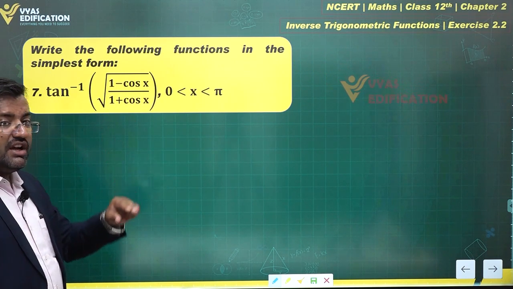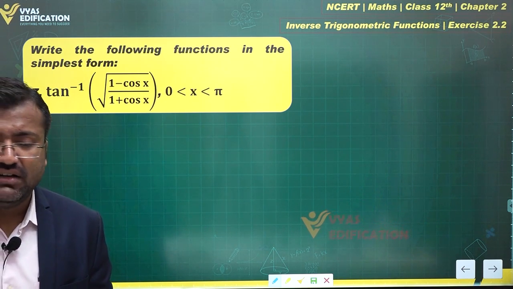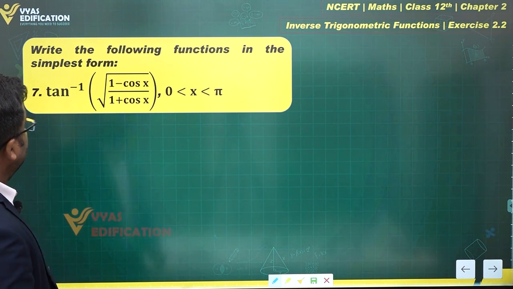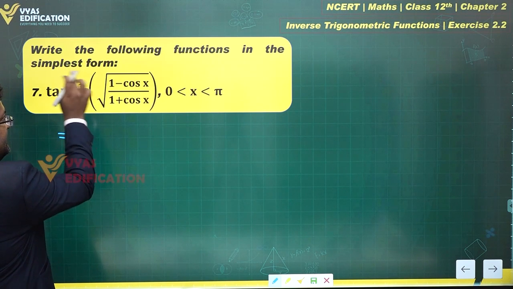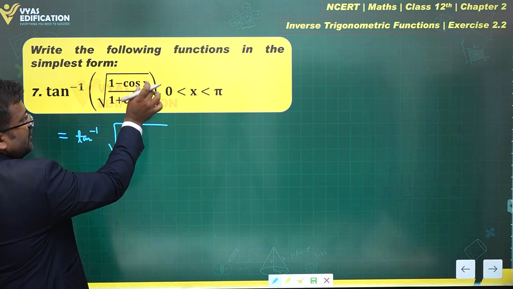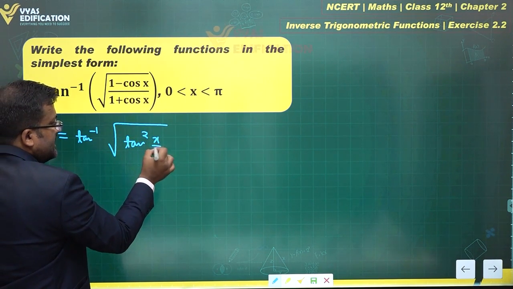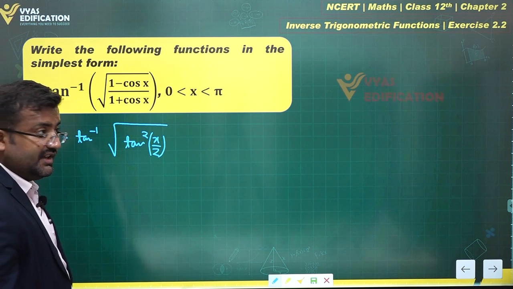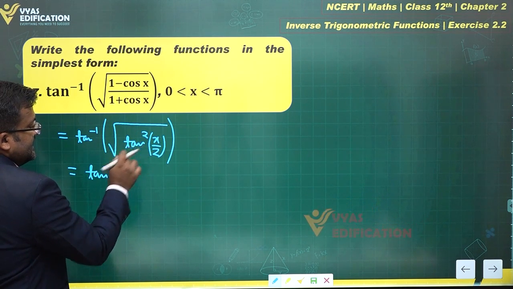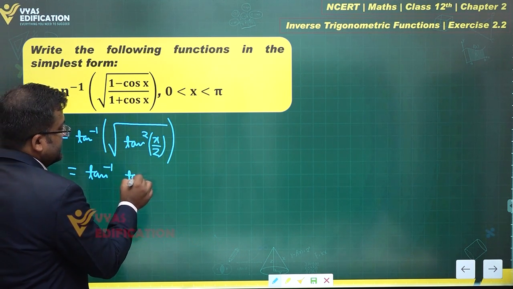This ratio can be converted in terms of tan x by 2, right? There's a formula, 1 minus cos 2 theta over 1 plus cos 2 theta is tan square theta. So this expression is equal to tan inverse of under root of this. 1 minus cos 2 theta over 1 plus cos 2 theta will be tan square theta, that is half of this angle, which is x by 2. Yes. And once I have reached this, there is no need to substitute anything. I can simplify it like this, and under root of tan square x by 2, what will this become? This will be tan x by 2.